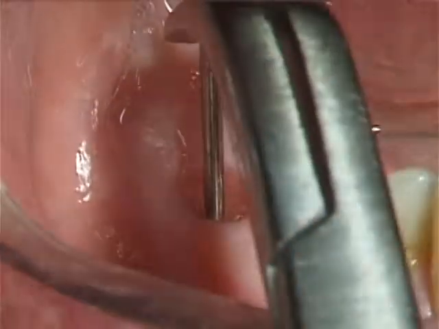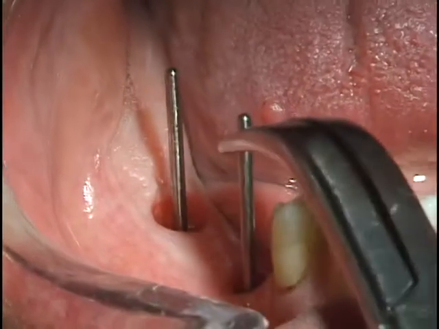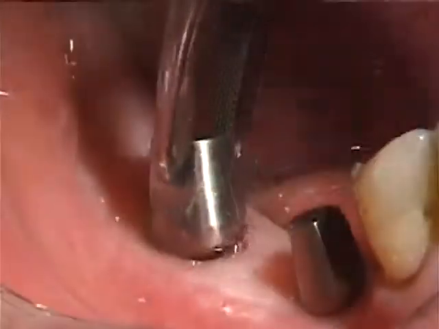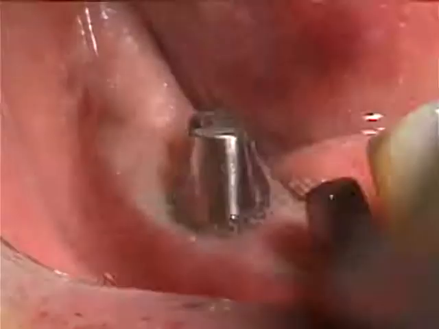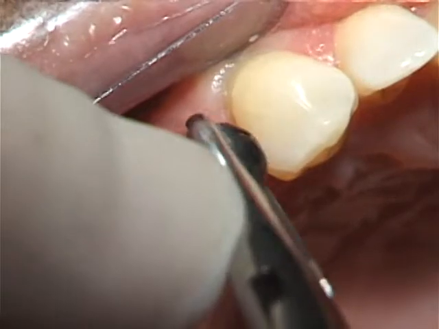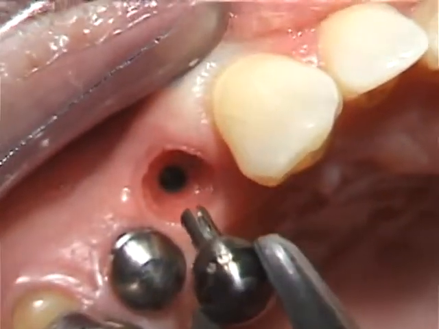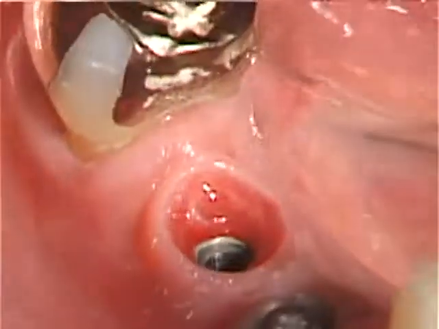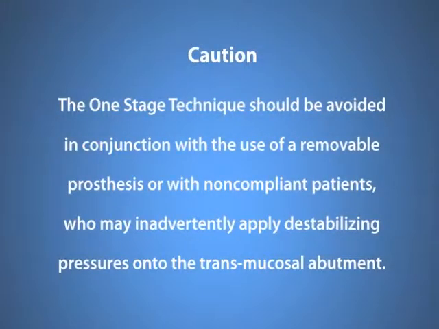Since the one-stage surgical technique employs a transmucosal abutment at the time of implant placement, a second surgical procedure is unnecessary for the placement of a permanent abutment. However, care must be taken not to transmit destabilizing forces to the implant through the transmucosal abutment during its healing for osseointegration. The one-stage technique should be avoided in conjunction with the use of a removable prosthesis or with non-compliant patients who may inadvertently apply destabilizing pressures onto the transmucosal abutment.